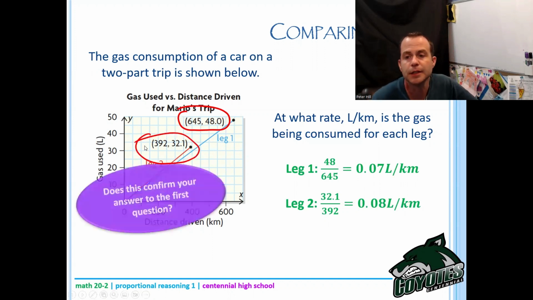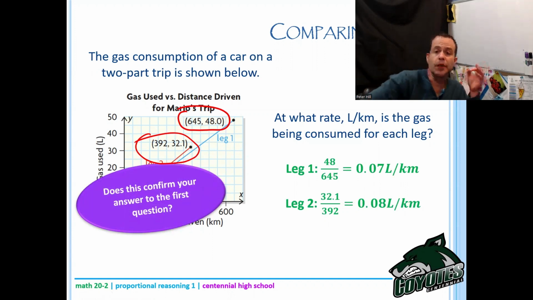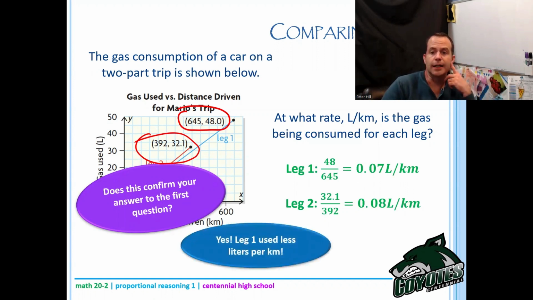And then in leg two, I'm using this point right here. And it tells me 32.1 over 392, which is 0.08 liters per kilometer. Now, does this confirm your answer to the first question? Yes, because leg one is using a smaller amount of liters for every kilometer that it uses. So it does confirm that leg one has the better fuel consumption.